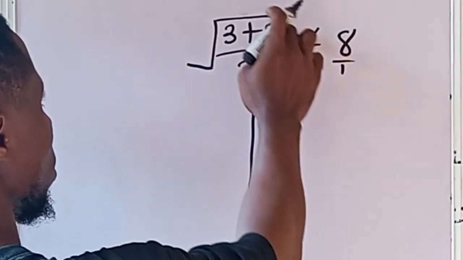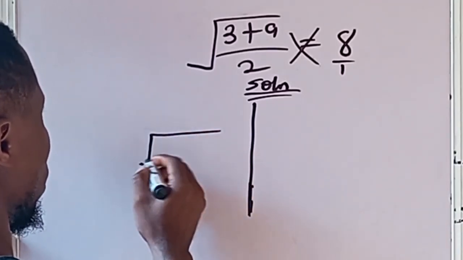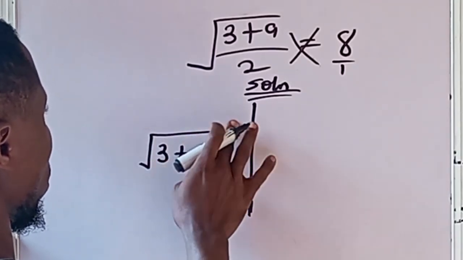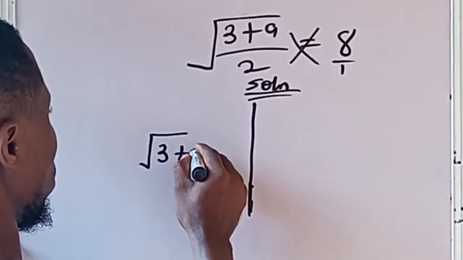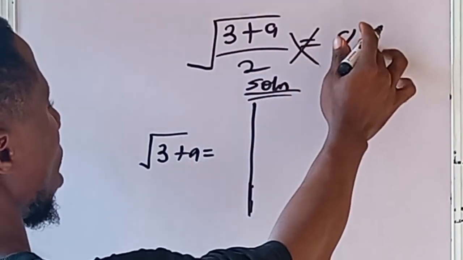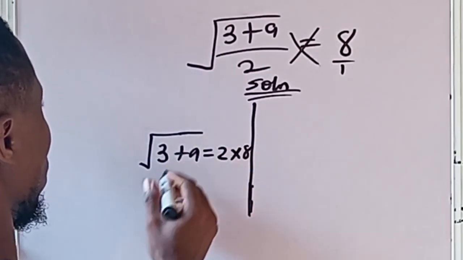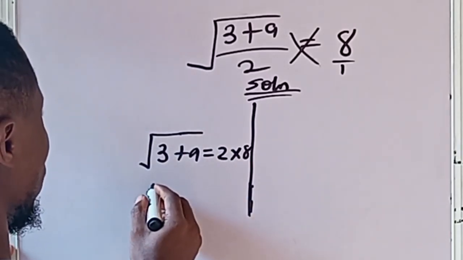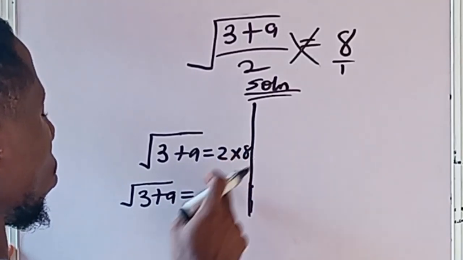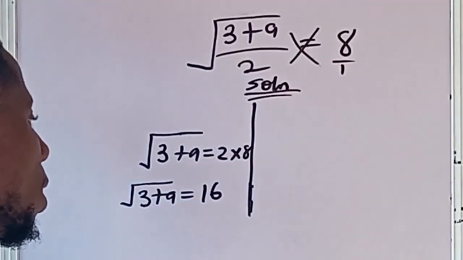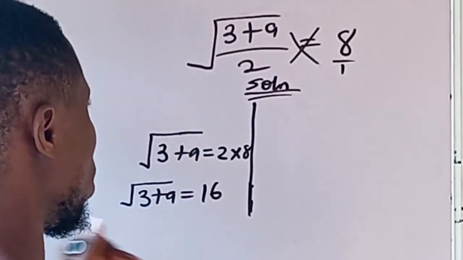Don't forget, this times this is going to give us root 3 plus a, equals 2 times 8. Now, root 3 plus a is equal to 2 times 8, which gives us 16, okay? So now, we are looking for the value of a. For us to get the value of a, we have to square both sides.